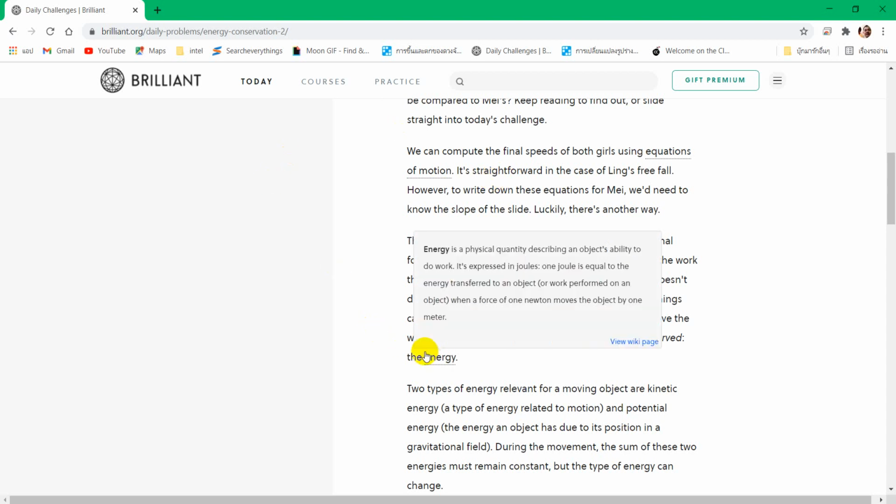Energy is a physical quantity describing an object's ability to do work. It's expressed in joules.